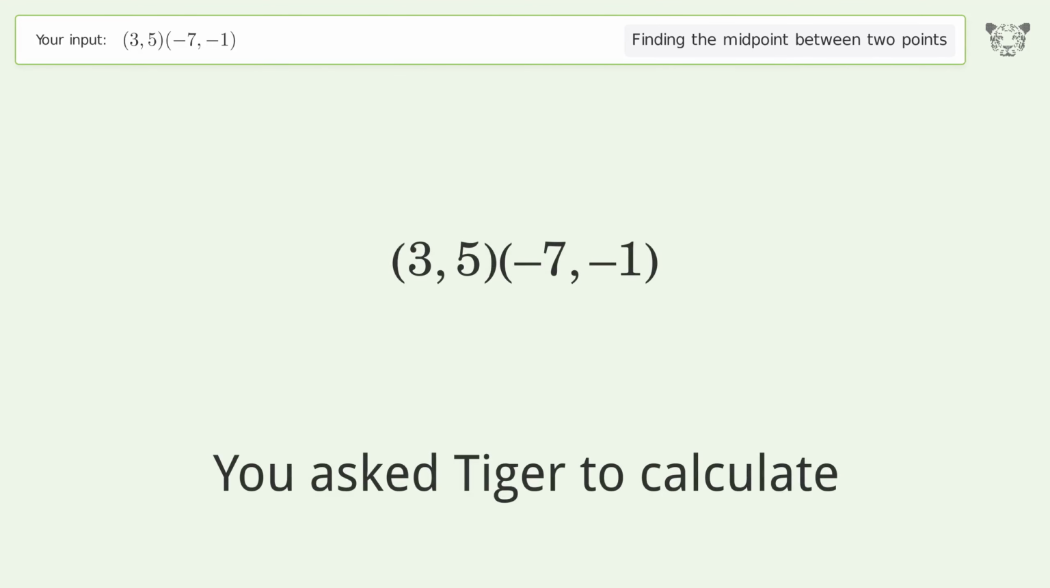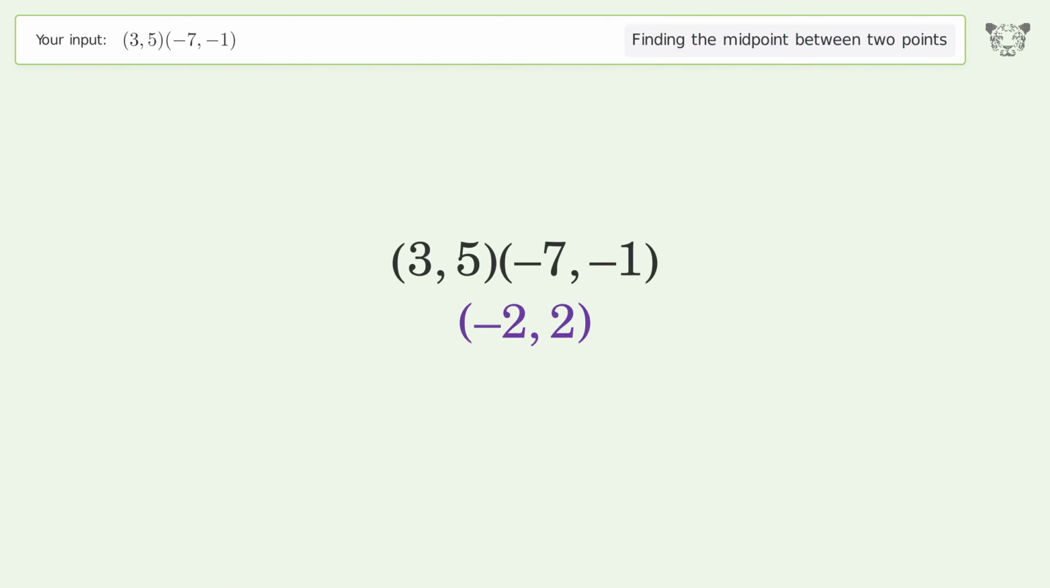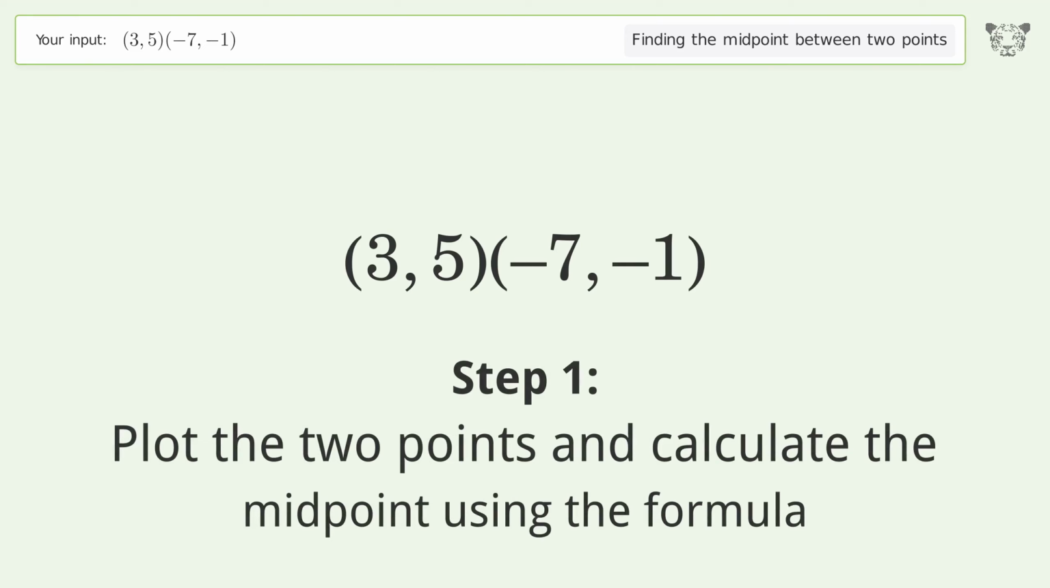You ask Tiger to calculate. This deals with finding the midpoint between 2 points. The midpoint between the 2 points is -2, 2. Let's solve it step by step. Plot the 2 points and calculate the midpoint using the formula.